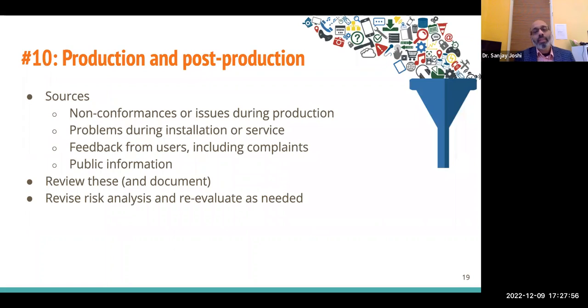So once you are done, that's not it. Once you start making the product, you could see some non-conformances or issues with the production process. You could start seeing problems during installation, during maintenance, during service, or it could be feedback from users, most notably complaints. And you may not even get it directly from the customer, but it could be public information. So you're supposed to review all these, and document that you did the review. And it needs to be periodic, and that's what the auditors will ask you, when was the last time you reviewed the risk analysis, and reevaluate it as needed.